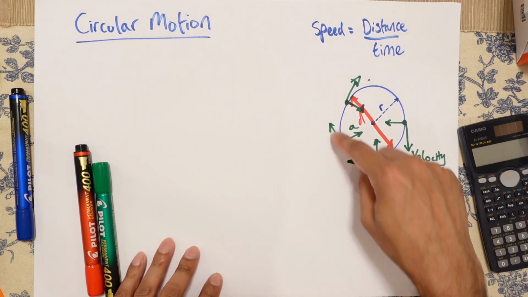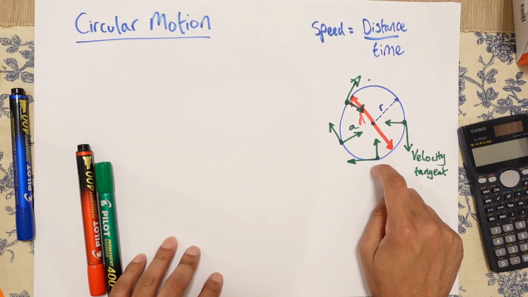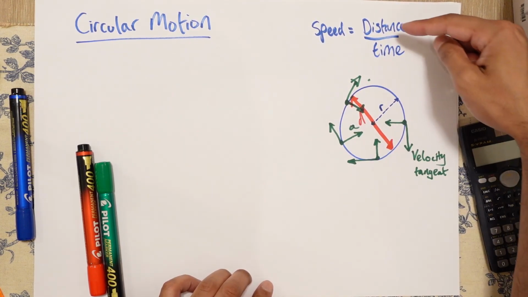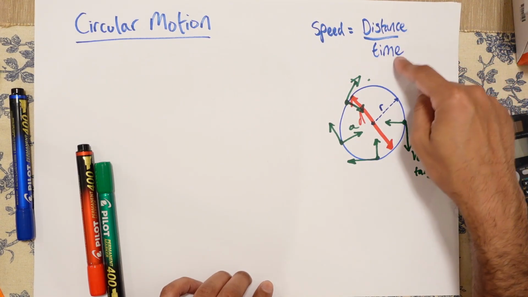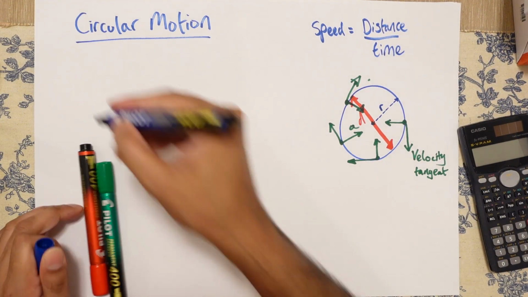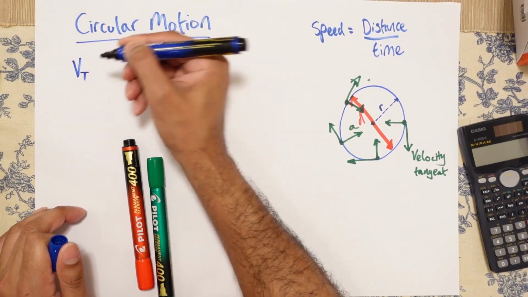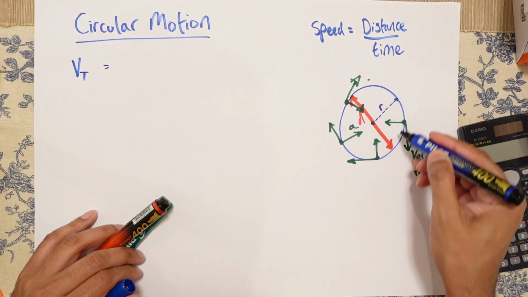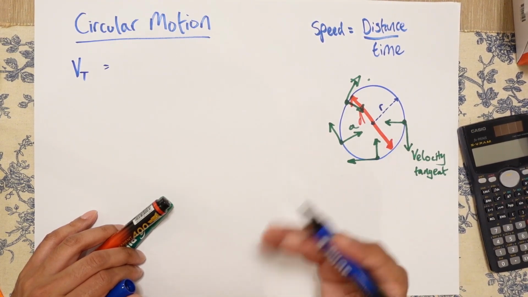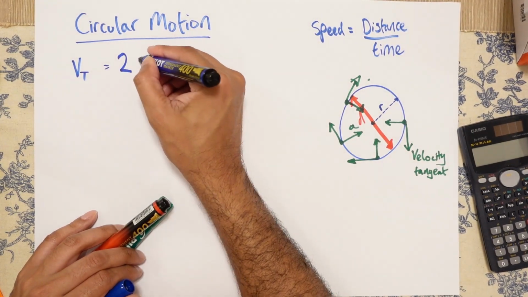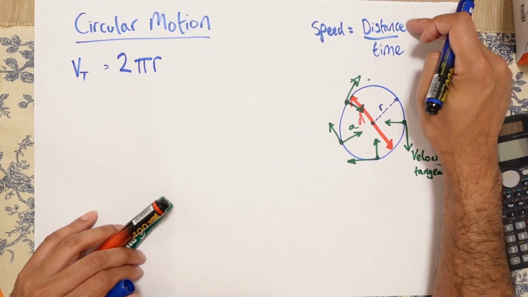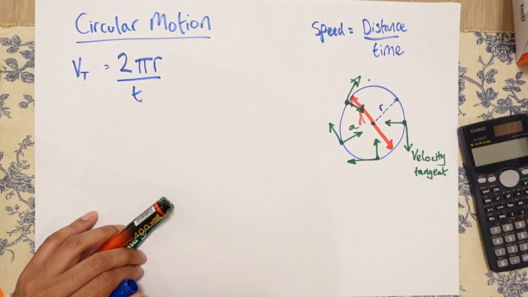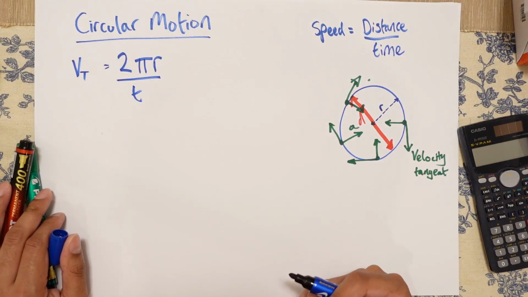Now, if you know anything about circles and maths, you know that the circumference is the distance all the way around. And since we've got distance divided by time, it sort of stands to reason that your velocity at a tangent, your v_T, tangential velocity, is going to be the circumference. Now the circumference is going to be 2 pi r, but that's just the distance, divided by the time. So that's your first equation.